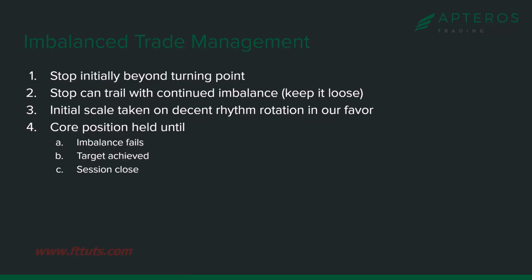So for imbalance trades, the stop can trail with continued imbalance. We take a scale on a decent rhythm. A lot of times a DVA kind of rhythm-based thing can help us. Are we only getting to the 1.5 before we're turning during this imbalance? Are we getting all the way to the 2? I can kind of go for one of those two things, but it's kind of repetitive. Rhythm's going to tell you that anyways. And we hold the core position until imbalance falls apart on us, or we get the target, if we even have one, or we run out of time, if that's applicable.